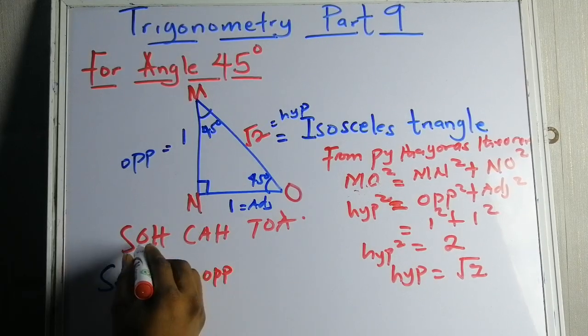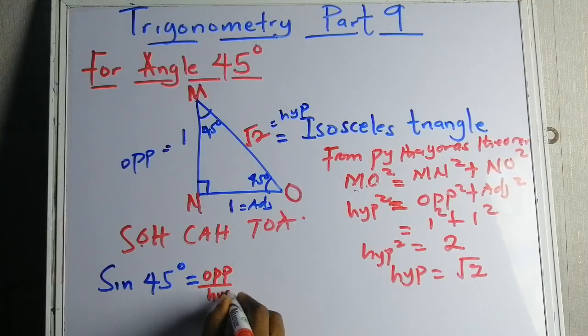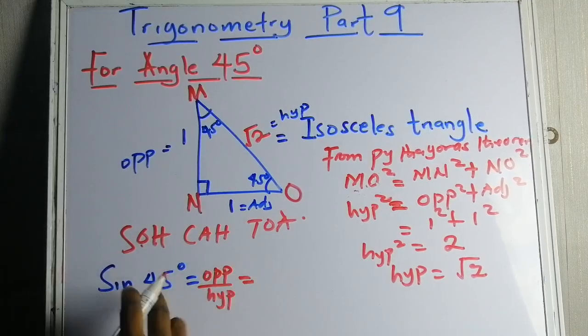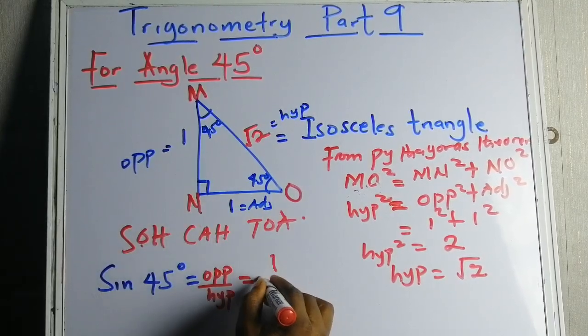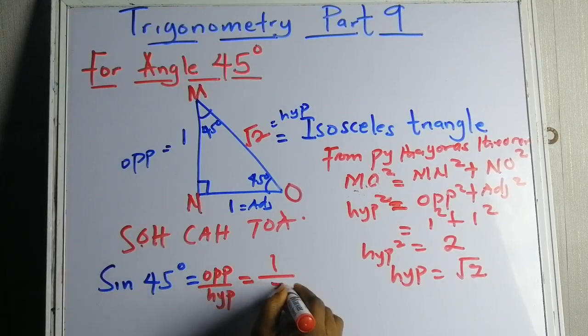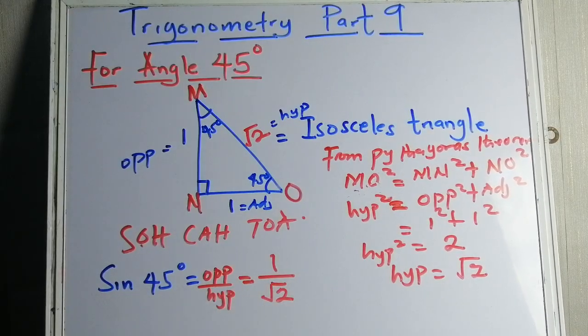So now, sine 45 degree is equal to what? Opposite, which is O, over hypotenuse, which is H. So what's my opposite here? 1. What is my hypotenuse? Root 2. You can see now, this surd is also appearing here. So I can rationalize.